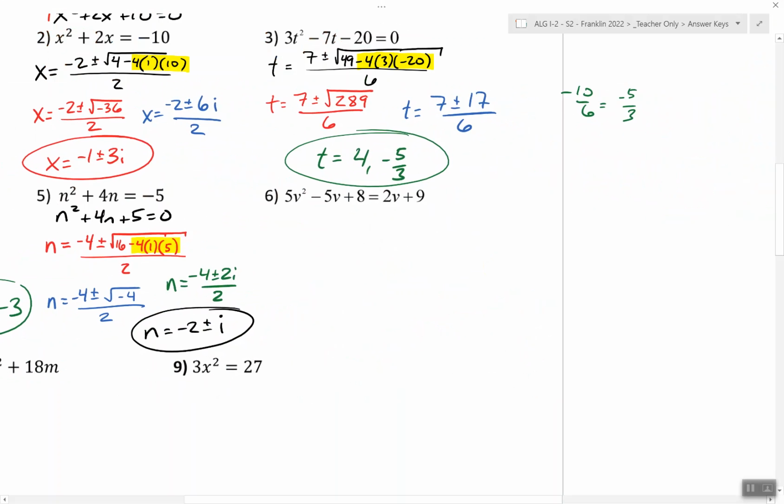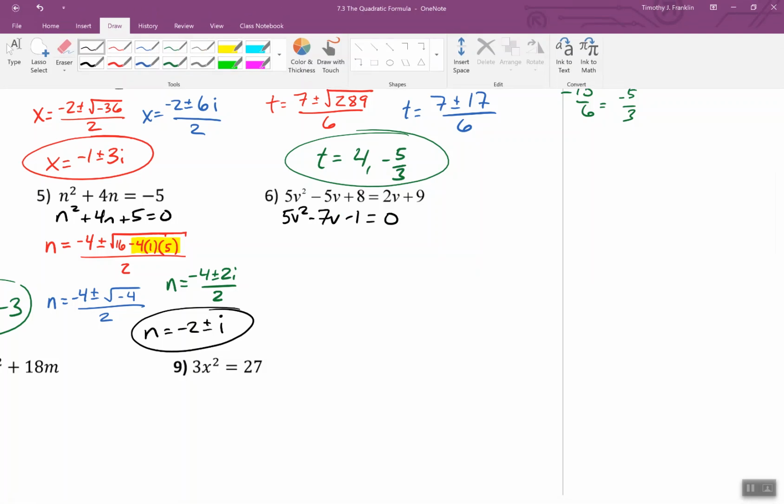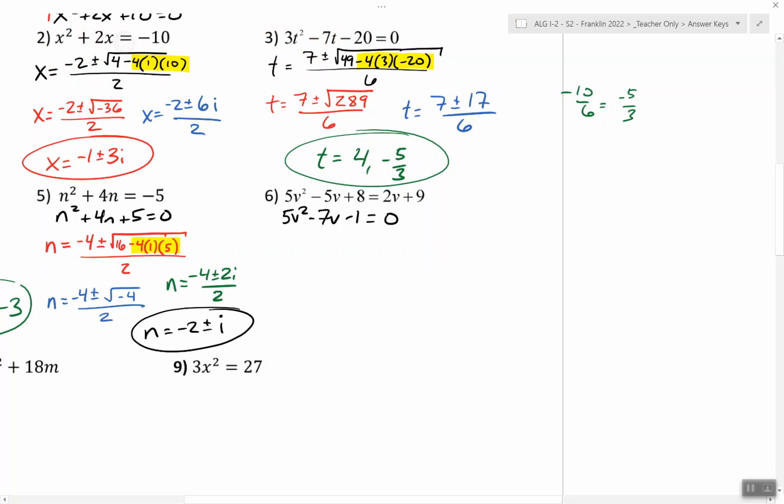Moving on, number 6. 5v squared minus 5v plus 8 equals 2v plus 9, so we're going to have to move both of these. We'll subtract 2v and we'll subtract 9. So 5v squared, negative 5v minus 2v is negative 7v. 8 minus 9 is negative 1, equals 0. So move everything over, set your equation to 0, and now we are in a form we can use.